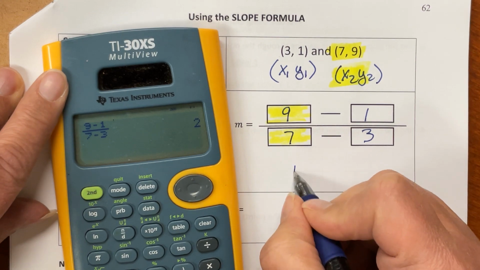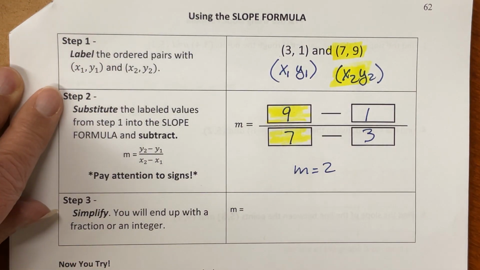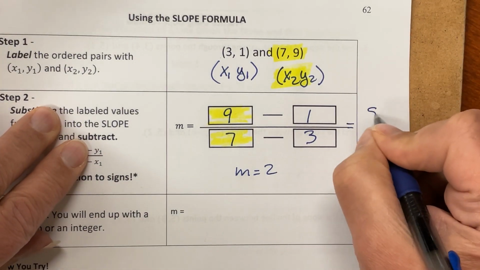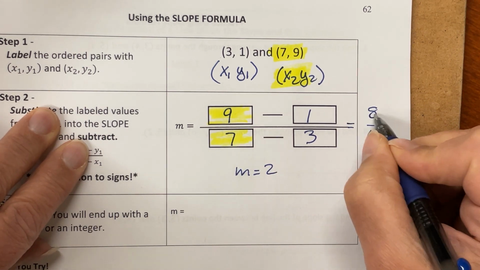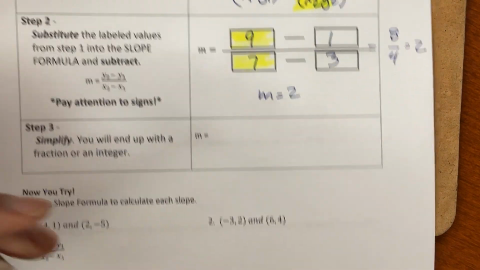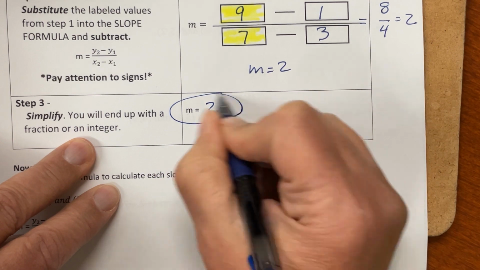Yay! M equals 2. If you use a calculator, you don't have to reduce things. If you don't use a calculator, you're going to get 9 minus 1 is 8. 7 minus 3 is 4. 8 divided by 4 is still 2. But, yeah, I don't want to do all that. Use a calculator. M is 2.